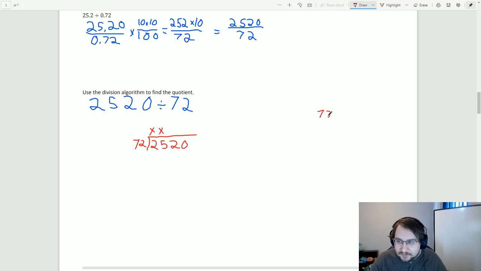So I have 72 first. Then I have 144. Then I'm going to have 216. Then I'm going to have 288. And wait, 288, that's too far. I've gone past 252. So it's not going to be 4. It can only go in 3 times.